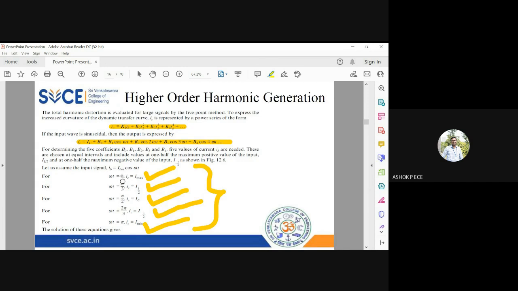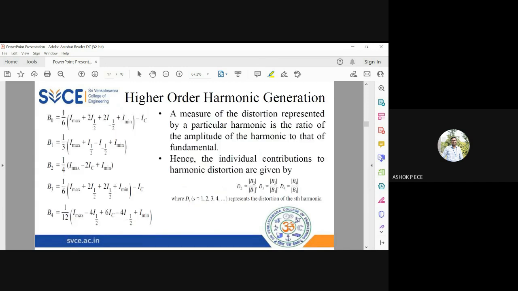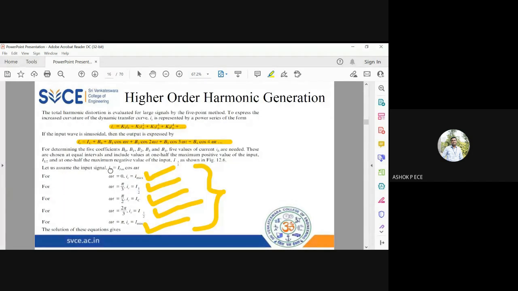Now substitute this value here and equate both. That's all. So when you substitute all the values here, when you put omega t equal to 0 in this equation, you will get I max equal to IC plus B0 plus B1 plus B2 plus B3 plus B4, because cos 0 is going to be 1. So you will have 5 equations, 5 unknowns. You can solve and get the values from B0 to B4.